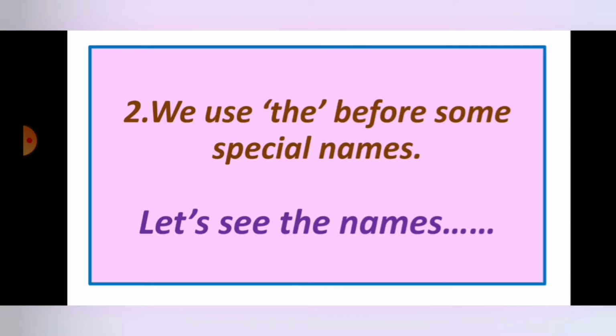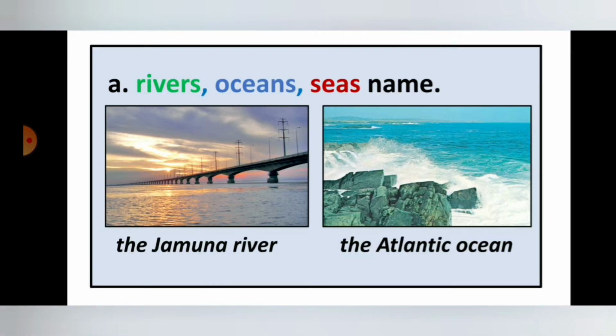Then use number 2 is, we use the before some special names. So now we will see which names there are, and before those names we always use the. So A, the very first one, is rivers, oceans, seas names. Before these names we have to use the always. For example, in the picture you can see the Jamuna river. So Jamuna river is a very big river, and we know that Jamuna is a river name. So before this name we have to use the.